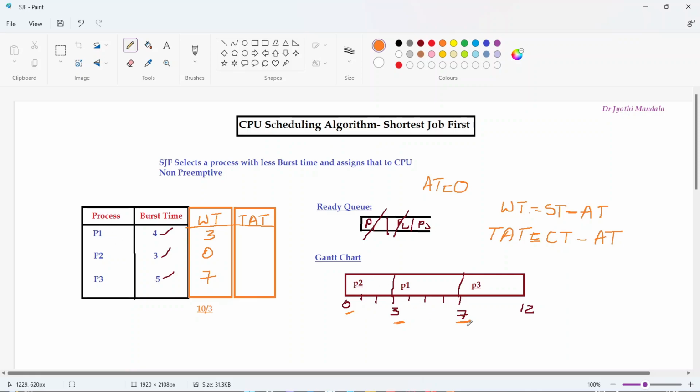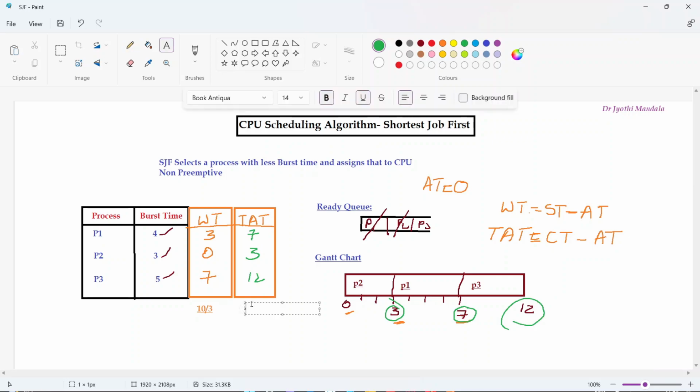Now you can see P1, what is the completion time? This is the completion time, right? 7. 7 is the completion time for P1. So 7 minus what do you need to consider? Arrival time. So 7 minus 0 is 7. P2, what is the completion time? 3. Okay. And P3, what is the completion time? 12. 12 minus 0, 12. Okay. Now the total is 22 by 3. That is the average turnaround time. 22 by 3. Right. I hope you all are clear.